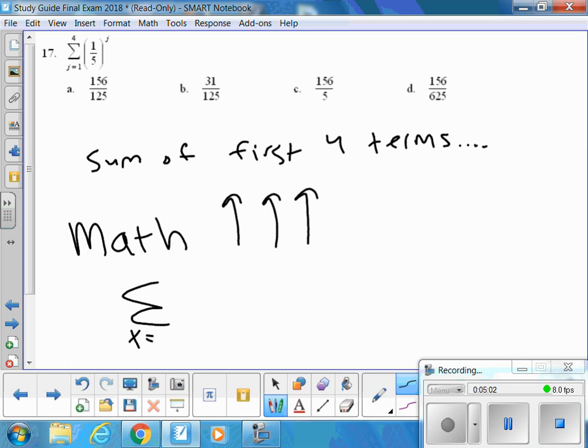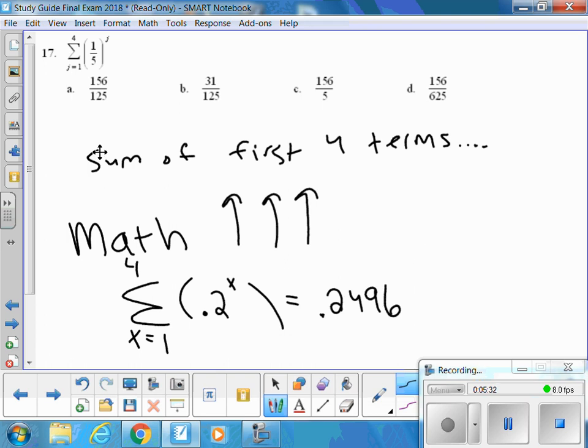You have to use x's instead of j's. So I put in my bottom box x equals 1. In my top box, I put a 4. And then this part was a little bit tricky. To get that exponent and the 1/5 all in the parentheses, I turned the 1/5 into a decimal. So I did 0.2 to the x. That's how I typed it in. So x equals 1 to 4 of 0.2 to the x. That ended up giving me 0.2496.